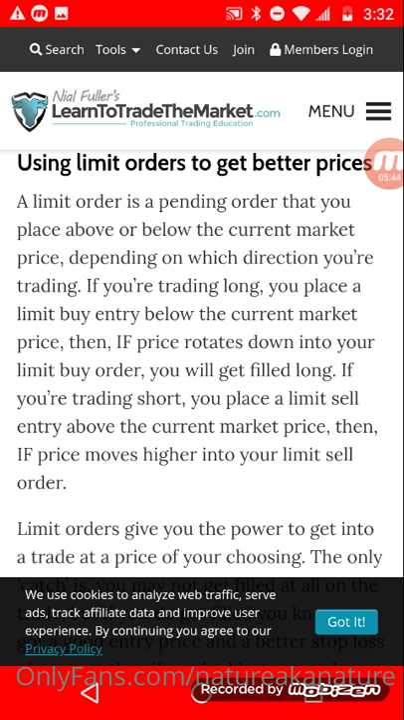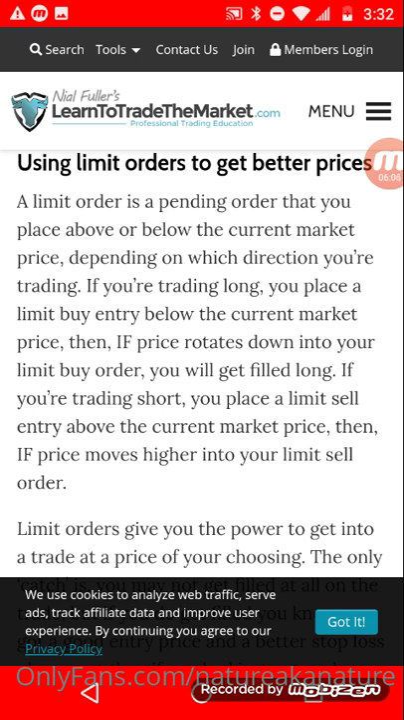You're in the trade. Same thing as you're trading short. Short means sell. You place a sell limit entry above the current market price. As a buy, you place your buy limit order below. As a sell, you want to place your sell entry order above the current market price.